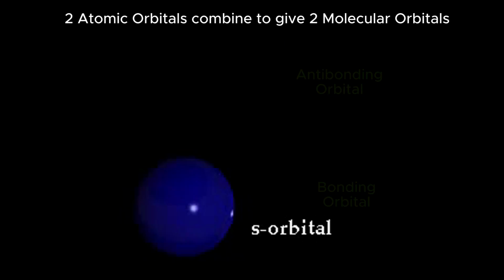Let's take a look. An s orbital has a spherical shape. S orbitals on different atoms can combine to form molecular orbitals. As two hydrogen 1s orbitals approach one another, the orbitals combine with an increased electron density between the atoms. The result is a sigma bonding orbital. S orbitals on different atoms can also combine by subtracting the two 1s orbitals. A decrease in the electron density between the atoms is observed, resulting in the formation of a sigma anti-bonding molecular orbital.